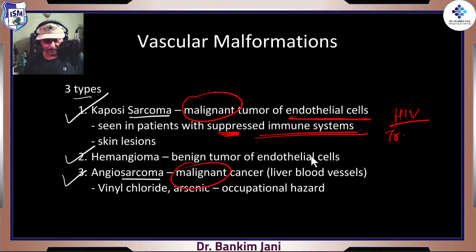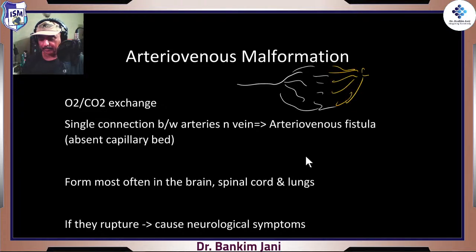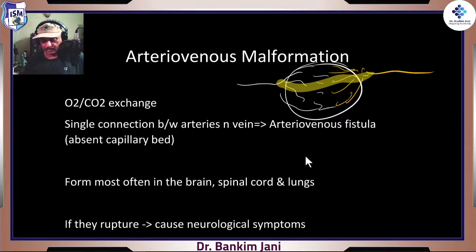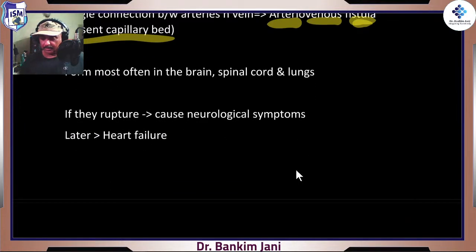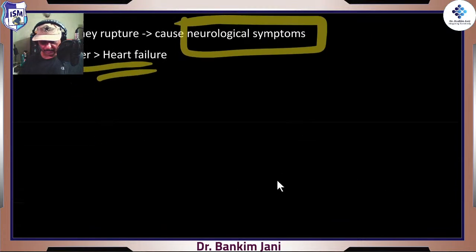Hemangioma is a benign tumor of endothelial cells. And finally, arteriovenous malformation. What happens is that the artery divides and forms what is called the capillary bed, and then the vessels start combining together and form the venous channels, so they form the vein. Now, sometimes if there is a single connection between these arteries and veins, that is what is called an arteriovenous fistula. That is, an absent capillary bed. Is it bad? Well, they form most often in the brain, spinal cord, and the lungs. If they rupture, they can cause neurological symptoms, and later they can even lead to heart failure.